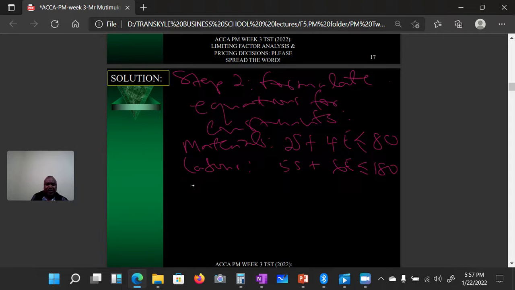Then there was something about demand. They said in terms of the standard chairs, the demand is unlimited. However, for the executive, the demand is actually limited to 10 chairs. So per week, we can only sell 10 executive chairs or less.